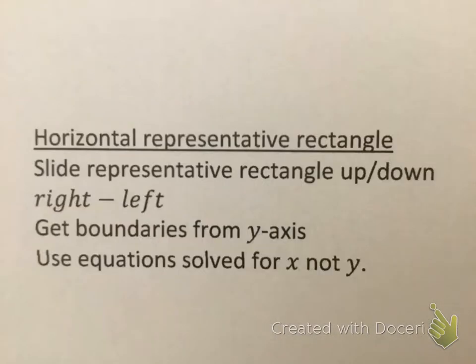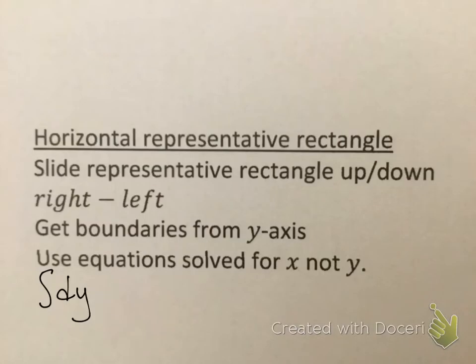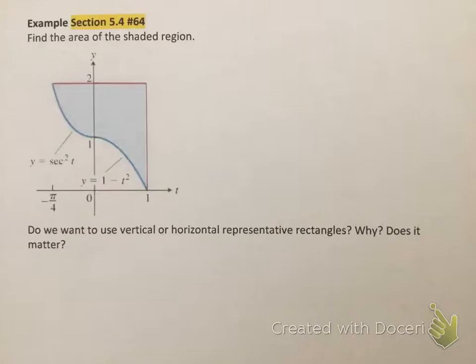Okay, here is your information that was at the bottom of page 8 for your horizontal representative rectangle. The other thing that you might want to add to this is that you will have dy here, just like on your vertical representative rectangle, you have dx. All right, now let's look at page 9 of your notes. Find the area of the shaded region.